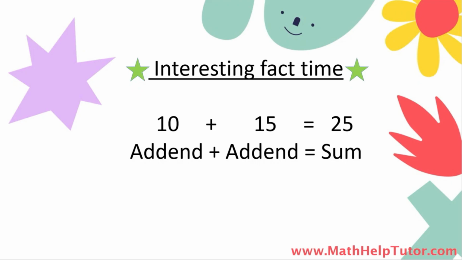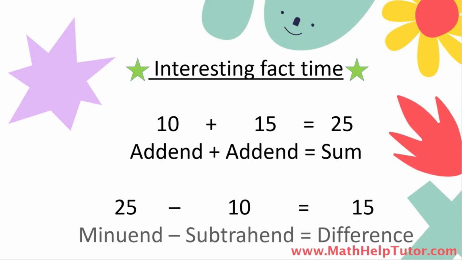For subtraction operations, like 25 minus 10, which is equal to 15, the first number which we will subtract from is called the minuend, while the number that we are going to subtract from the minuend is called the subtrahend. The result of the subtraction is called the difference. So 25 is the minuend, 10, which is being subtracted from 25, is called the subtrahend, and the result of subtracting the subtrahend from the minuend is called the difference.